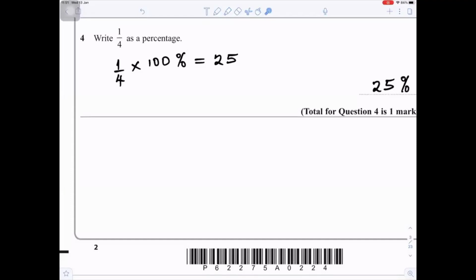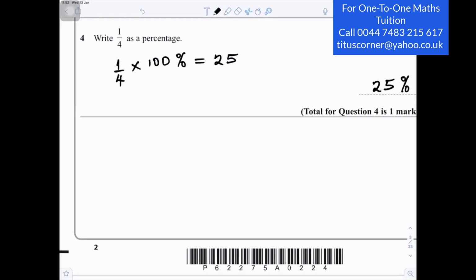Question number 4. Write 1 over 4 as a percentage. So you multiply by 100 to change from fractions to percentage. So you would write it, you can look at it as 100 divided by 4 times 1. 100 divided by 4 is 25. 25 times 1 is 25. So your answer is 25%.